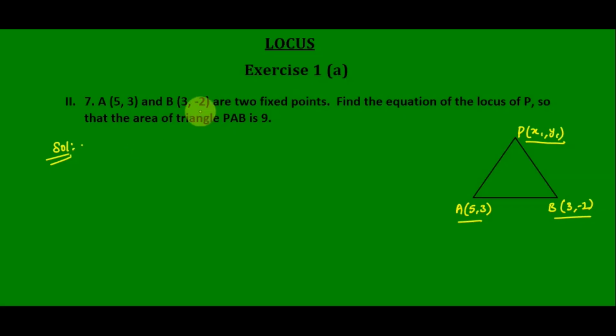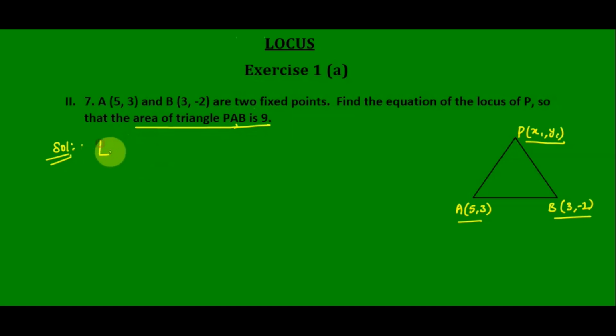Okay friends, now we'll do the next problem in locus, that is section 2, 7th question. Here A is (5, 3) and B is (3, -2), two fixed points. Then find the equation of locus of P so that the area of triangle PAB is 9. Okay, here the condition is the area of triangle PAB is 9, right? So we'll follow the same steps we did for the previous problems in this chapter.